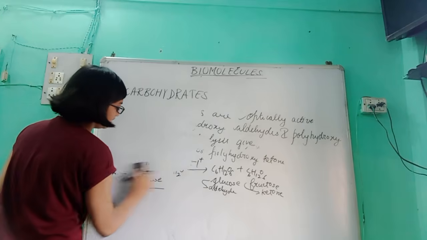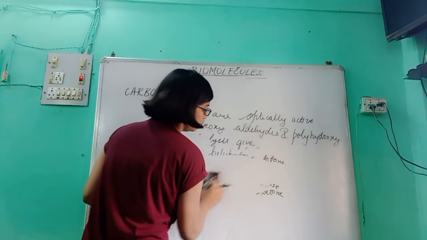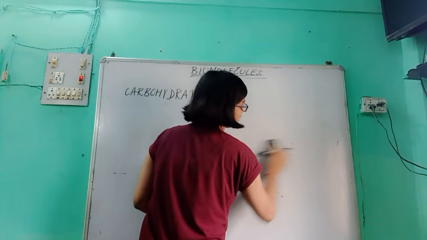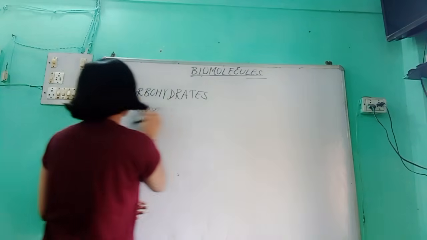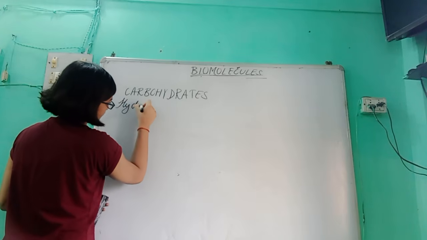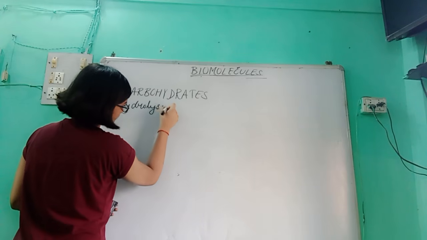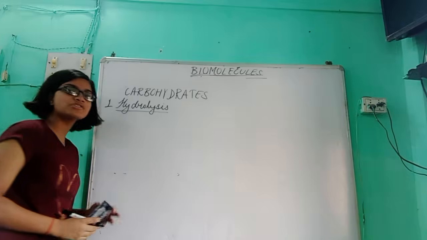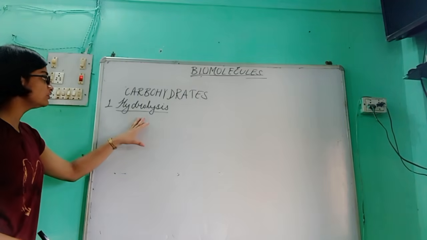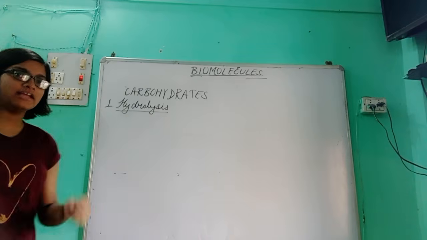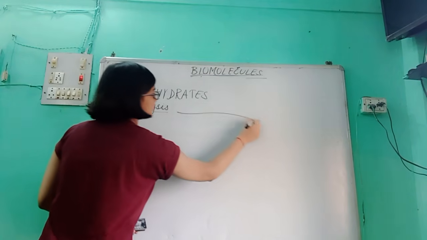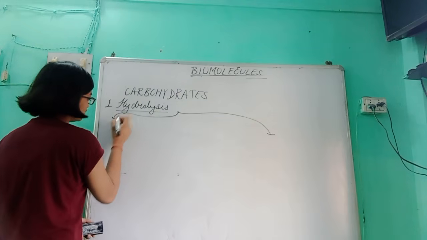Carbohydrates are classified based on 5 bases. And I will explain them to you one by one. Starting with the first one. The first one is hydrolysis. Based on hydrolysis, we have divided our carbohydrates into 3 categories. That is monosaccharides, oligosaccharides and polysaccharides.